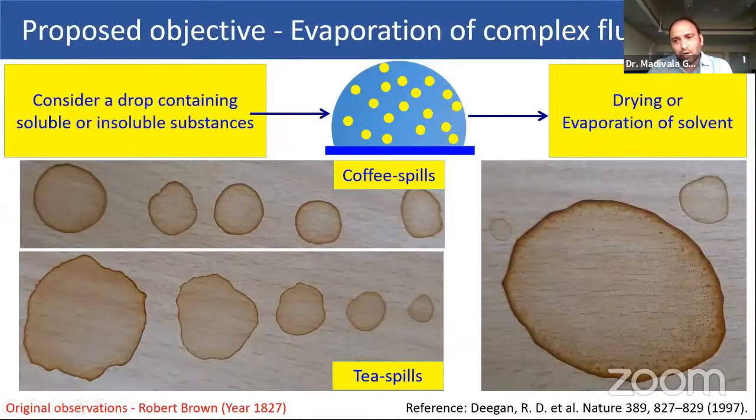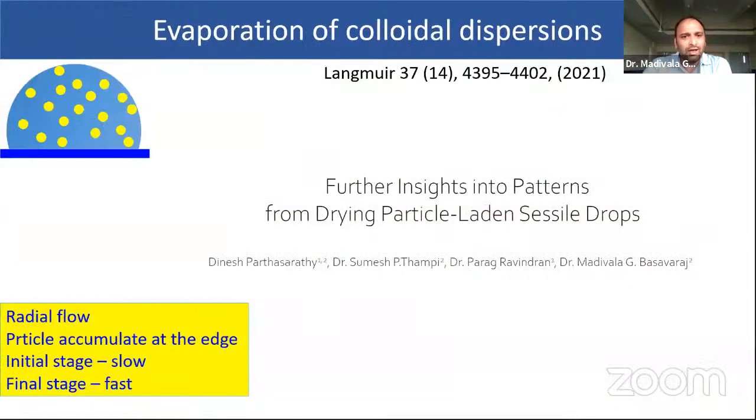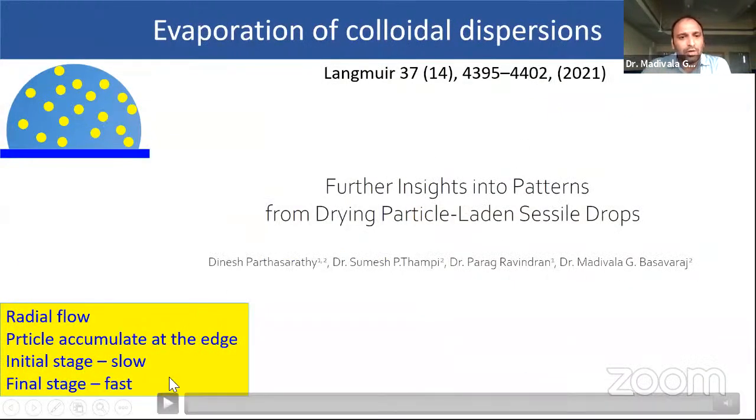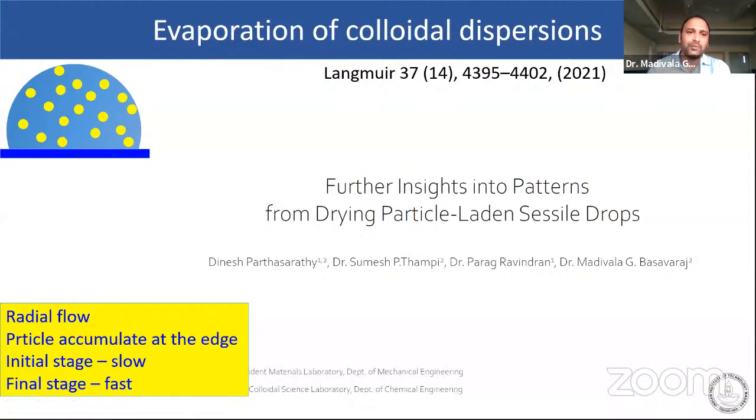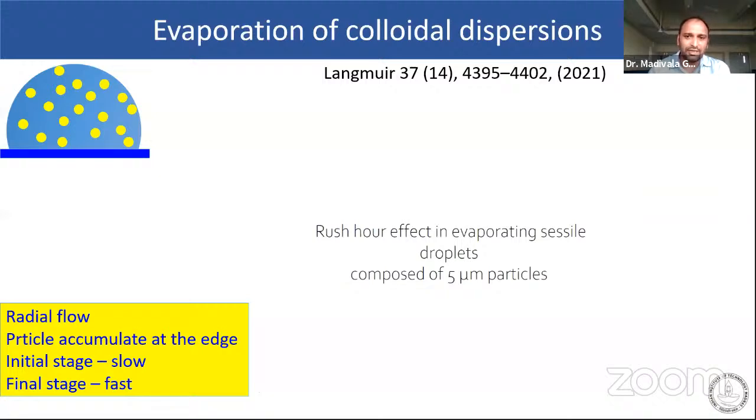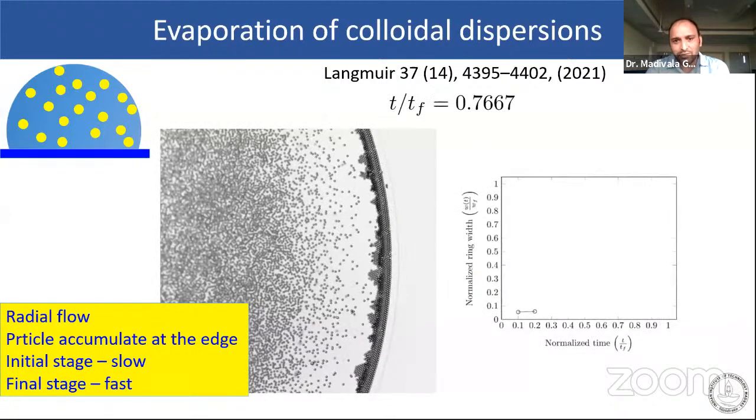And later on, a quantitative understanding of the phenomena that leads to the formation of such edge deposits is more recent work from a group of physicists at the University of Chicago. I'm going to show you a movie to explain what actually happens when you have a droplet that is drying. It turns out that if you do a more controlled experiment in a laboratory, this is a droplet which contains 5 micrometer particles.